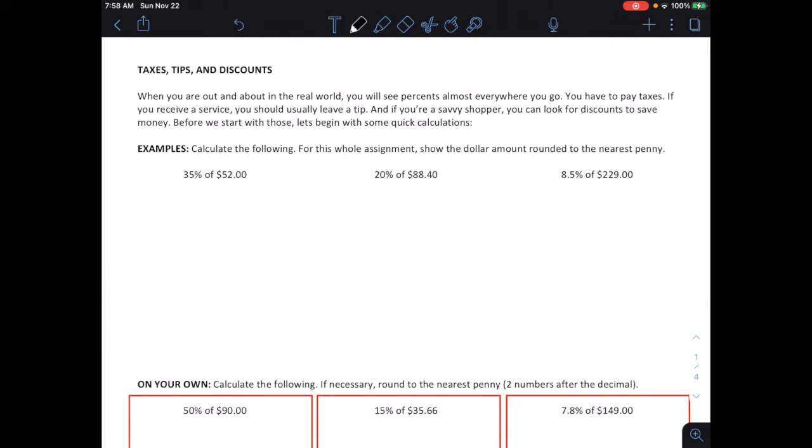All right, welcome back. This week we are going to answer the question that you will inevitably ask during your math career. When am I ever going to use this? And this is when.